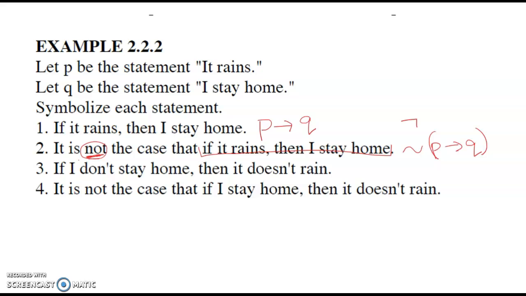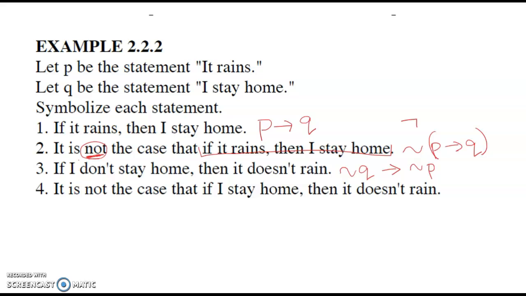If I don't stay home, then it doesn't rain. So I stay home is Q, but it has to be negated because it's not. So if I don't stay home, that's not Q, then it does not rain. So it rains is this P, so it does not rain. So that's going to be our mathematical statement.